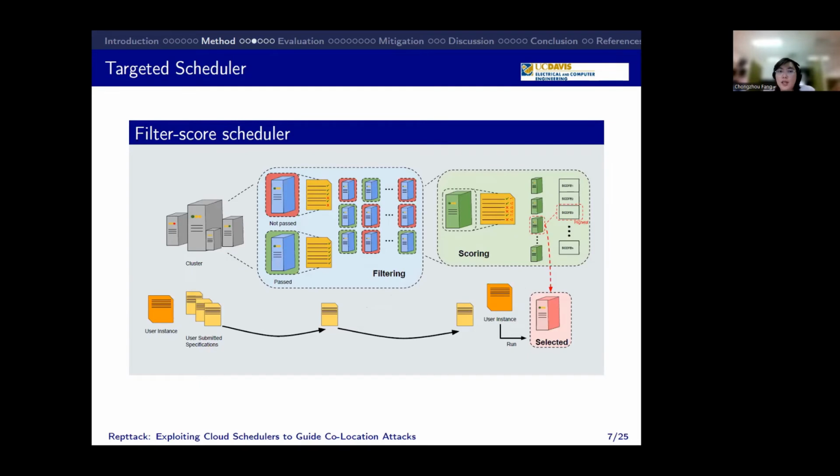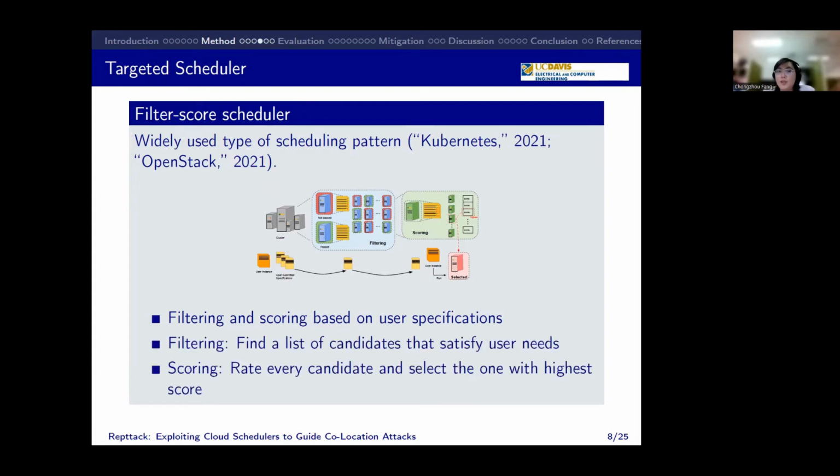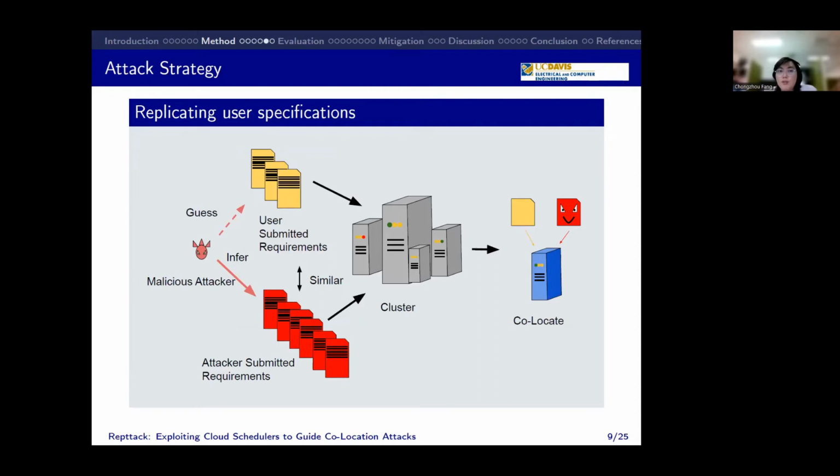The scheduler we target in this study is the filter-score scheduler. The diagram is shown in this page. This type of scheduling algorithm is widely used in frameworks like OpenStack and Kubernetes. There are two steps, filtering and scoring. They are both based on user specifications. As shown in this page, the filtering step filters out all nodes that are not suitable to run the scheduled application, for example, not having enough resources or not meeting the requirement of affinity. Then the scoring step assigns every node a score according to resource utilization and affinity matching situations and picks the one with the highest score. Targeting this type of scheduler, we propose a method based on replicating user specifications.